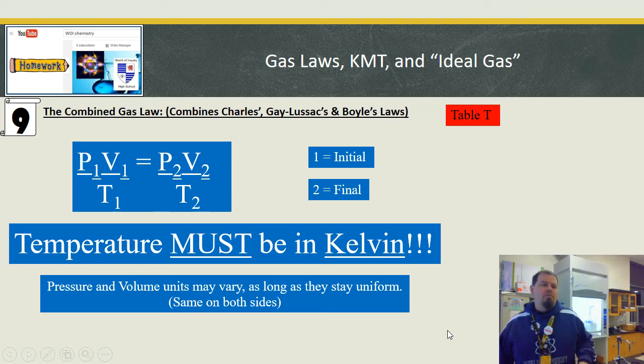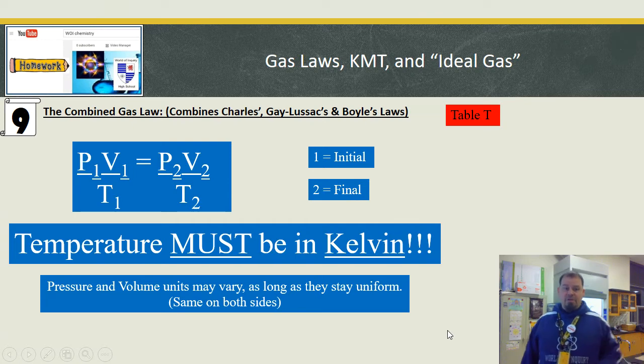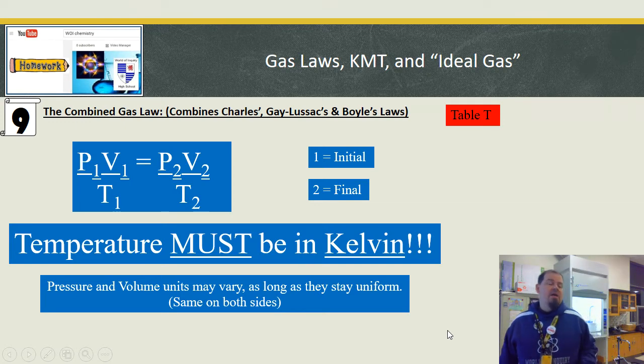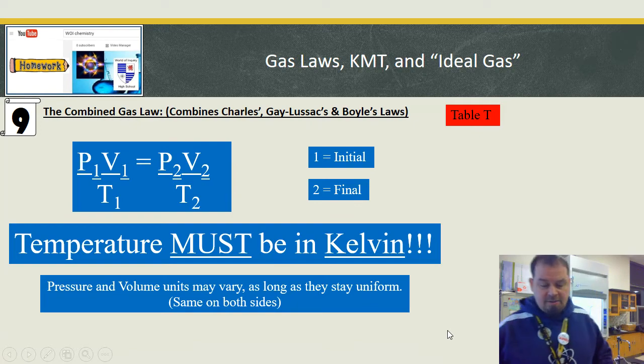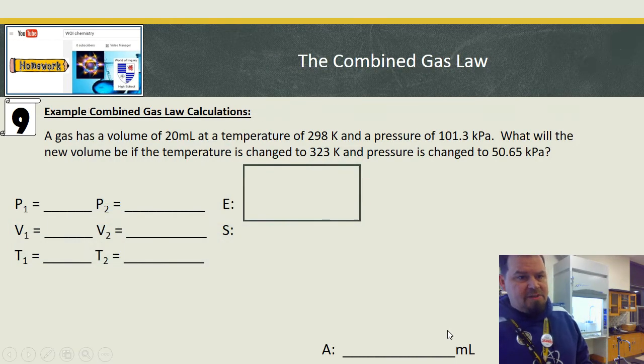So you need to know the first piece. So temperature must be in Kelvin. If there's going to be any conversion to make this thing go, it's going to be that you're going to have to put that Celsius into Kelvin. We're not going to play games changing pressure units, changing volume units that I can be aware of. I don't see it very often.